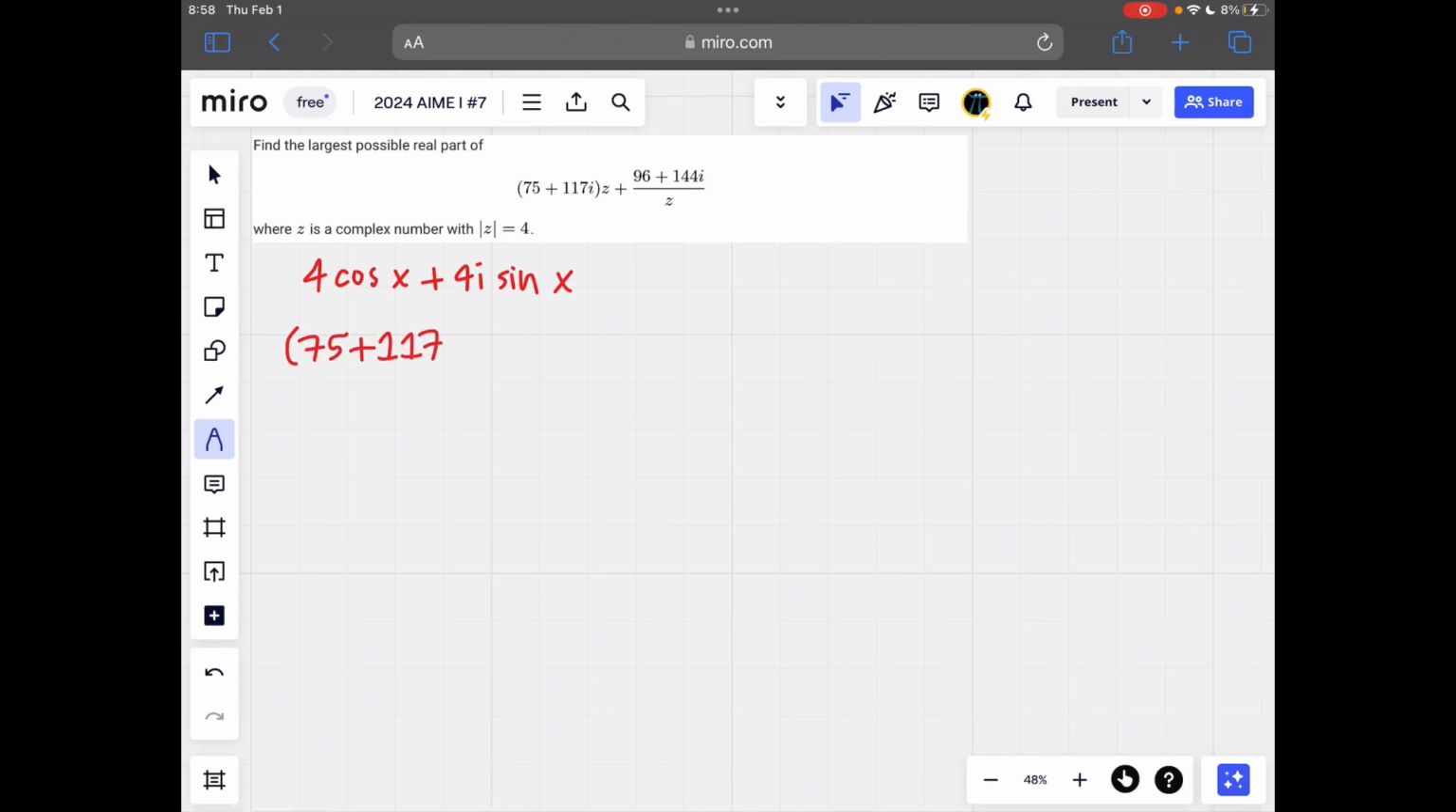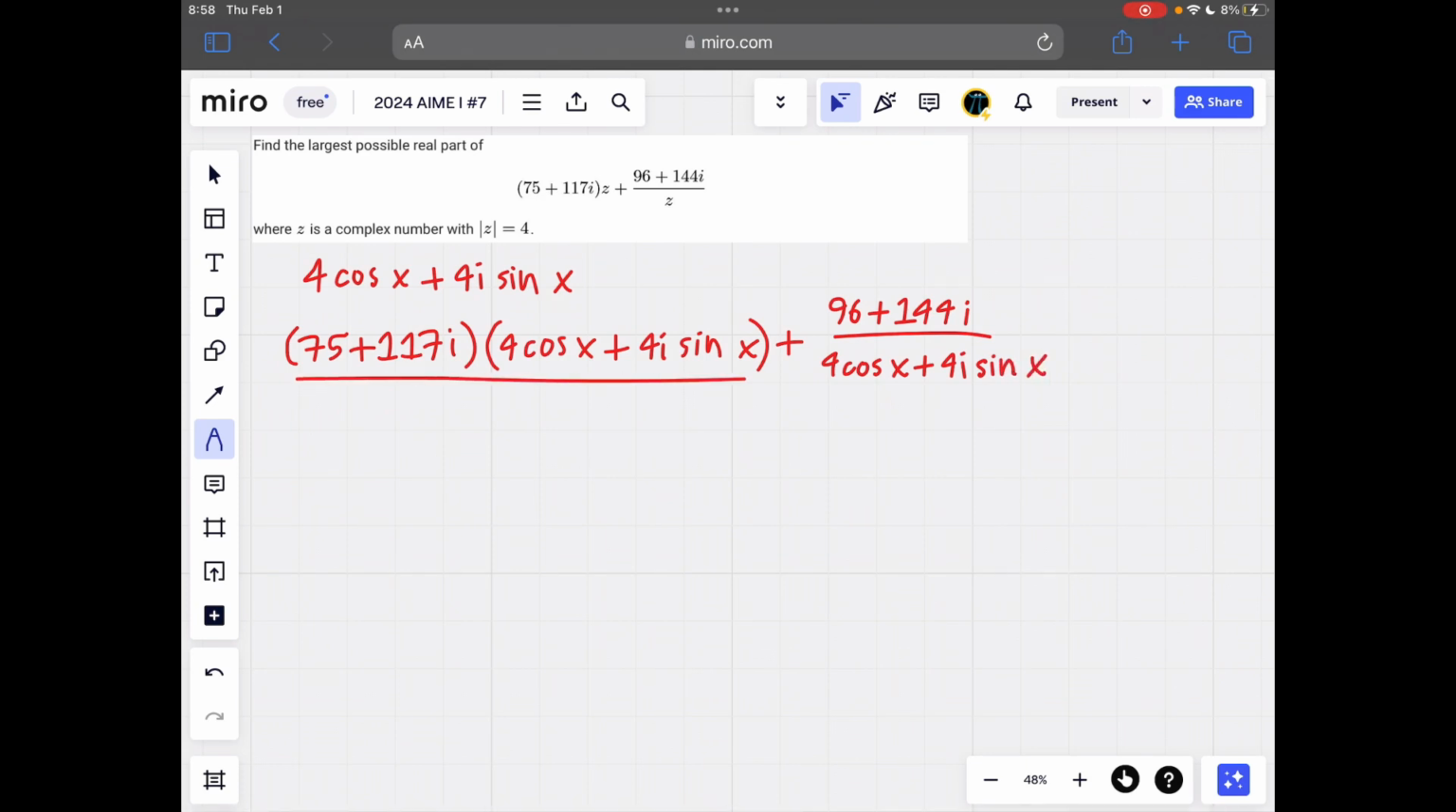(75 + 117i) times (4 cos x + 4i sin x) plus (96 + 144i) over (4 cos x + 4i sin x). It's easy to get the real part from here. That's just 75 times 4 cos x, which is 300 cos x.